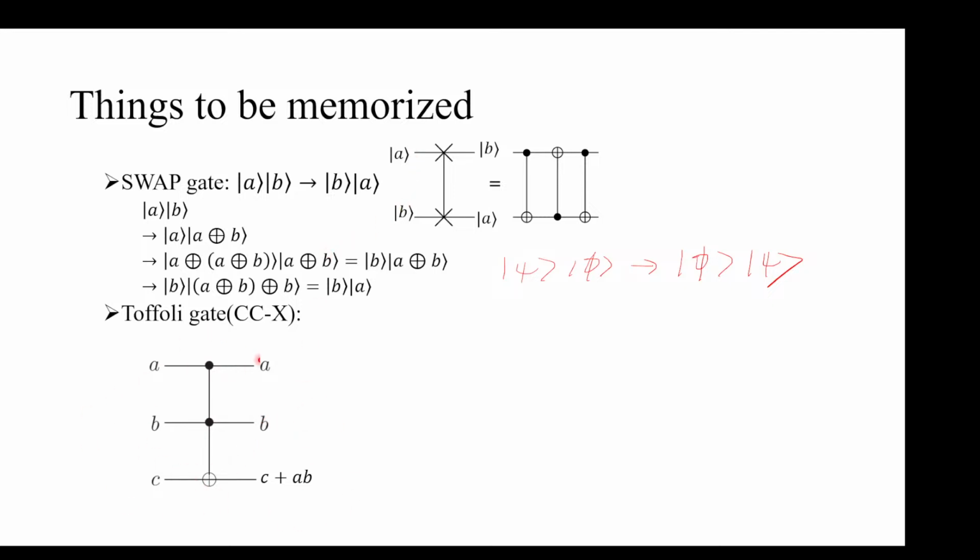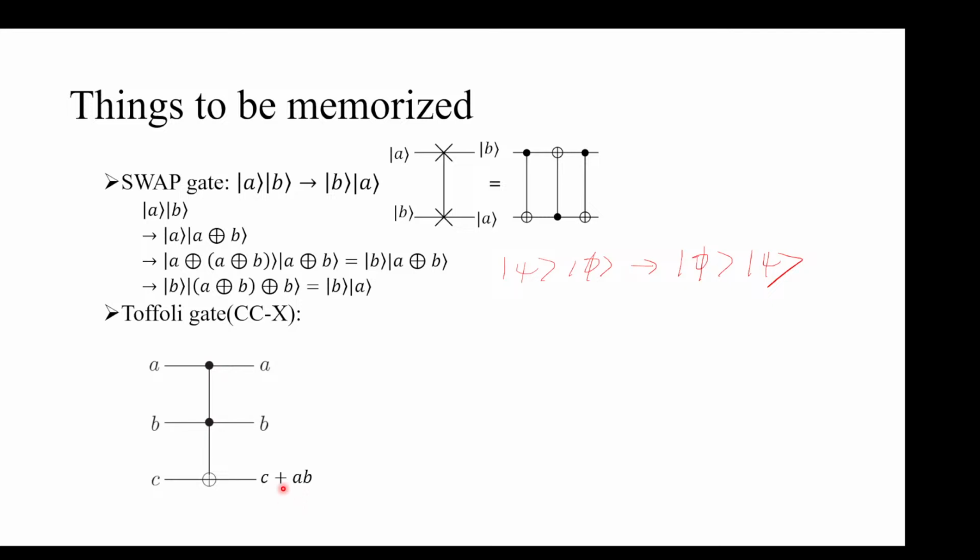We haven't talked about how to control it, but this is an important gate to know. So the Toffoli gate is a controlled-NOT gate. It applies the NOT gate on the last qubit if and only if both the first qubit and second qubit are 1. So if your input is ABC, the output of the control qubits is still AB, and C gets plus AB. So C gets flipped if and only if A and B both equal 1.